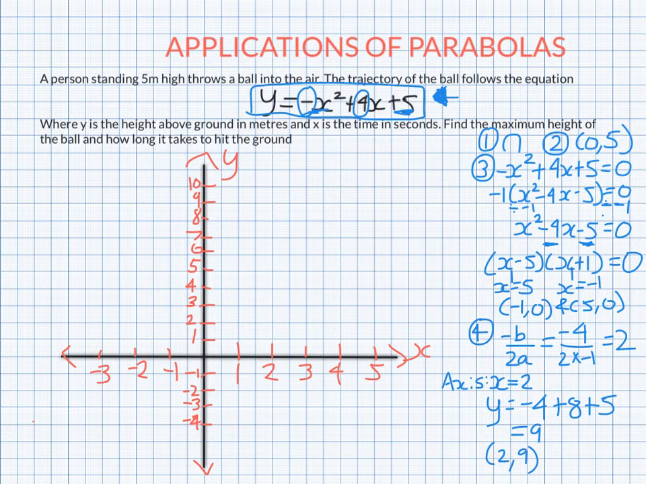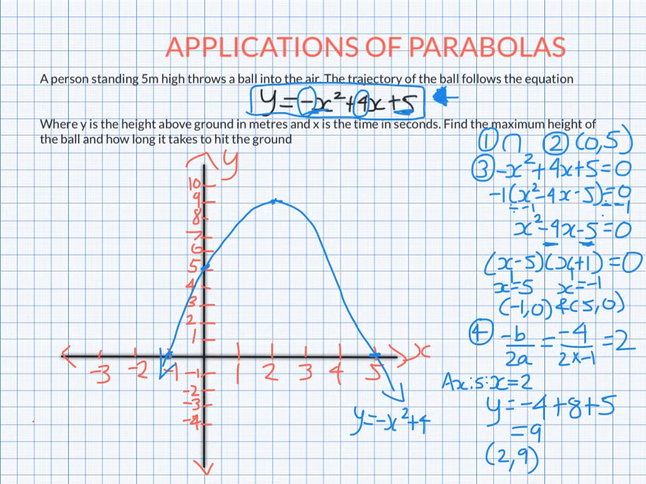Now we have all the features, we're just going to plot them on the graph. So the y-intercept was 5, the x-intercepts were -1 and +5. And the turning point was (2, 9), so it will be up here. And we know the graph is going to be a frowny face, so we just join them up, and it will look something like this. So this is the graph of y equals minus x squared plus 4x plus 5.